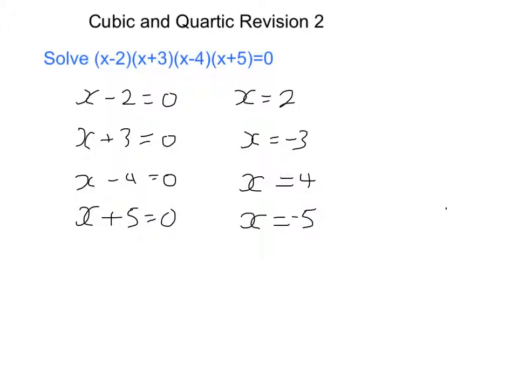So the solutions to this is that x could equal negative 5, negative 3, 2, or 4. And that's that. Okay, on to the next question.